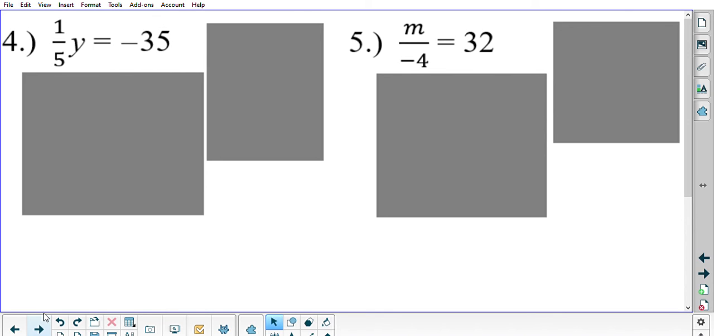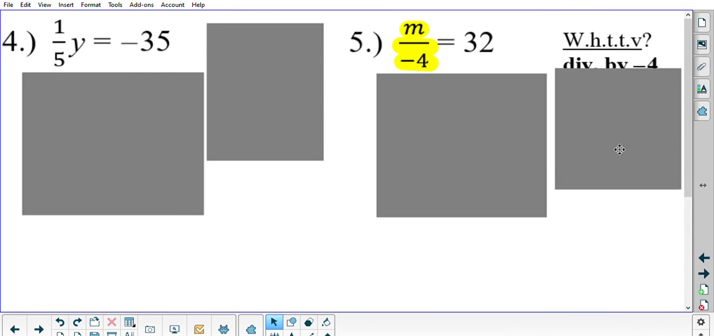Yes, fractions mean division, but these 2 problems are not the same. Only on one of these 2 problems is the variable being divided by the number. And that's on number 5. Number 5, the variable is in the numerator, and it is over -4. That means that m is divided by -4. So for real, if you're figuring out what's happening to the variable, it's being divided by -4.